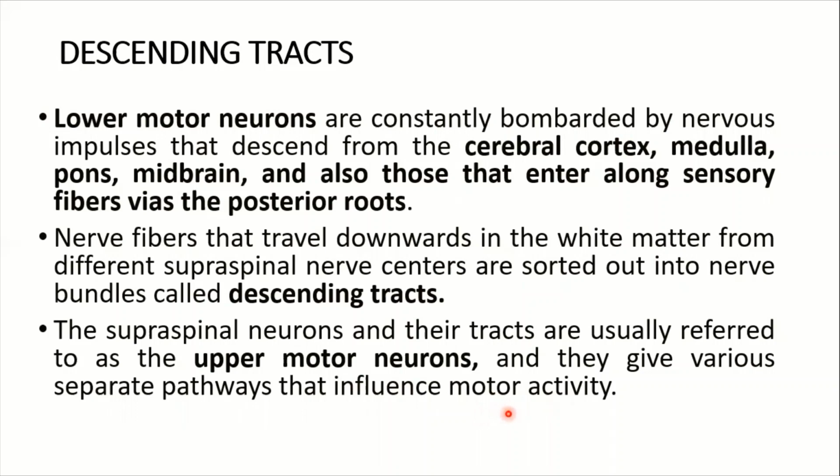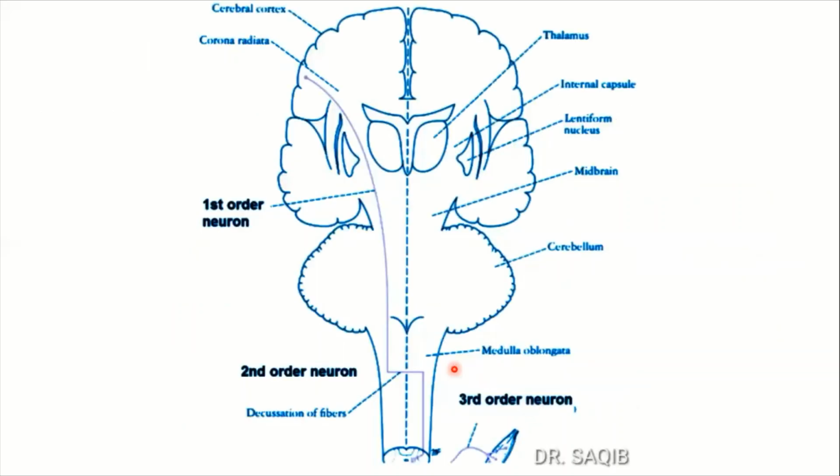So the descending tracts, of course, ultimately influence the various motor activities like the pyramidal tracts and the various reflexes, right? Like the reflex arc. So this is again the picture I told you already.